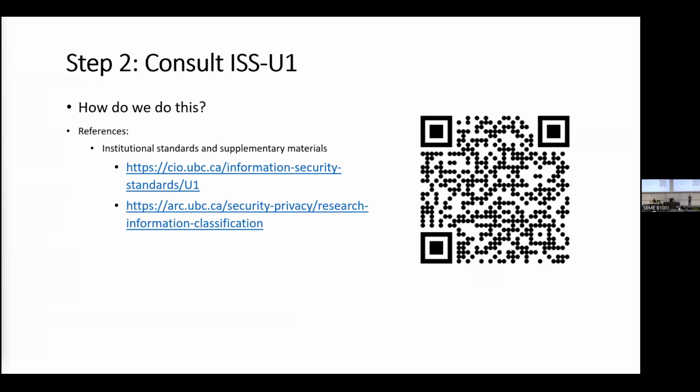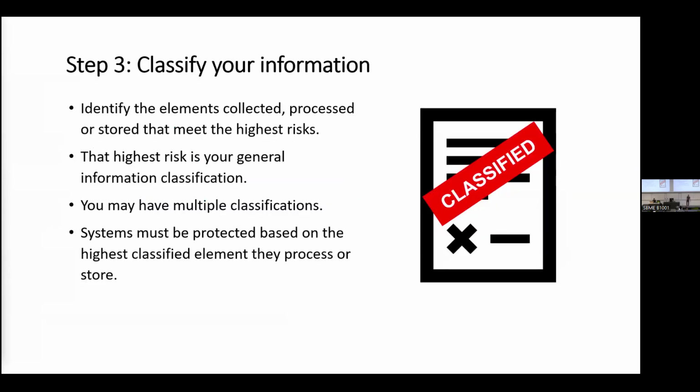I'll just leave it here for a sec for those who want to take the QR. Good. So step 2 is to go and consult this. I'm going to show you what it looks like in just a few slides here, what the categories are like and what kind of examples we have here. But that's step 2. And then step 3 is to classify your information.